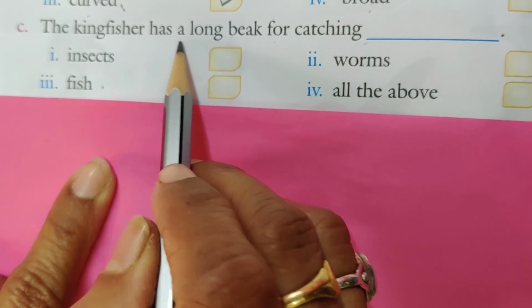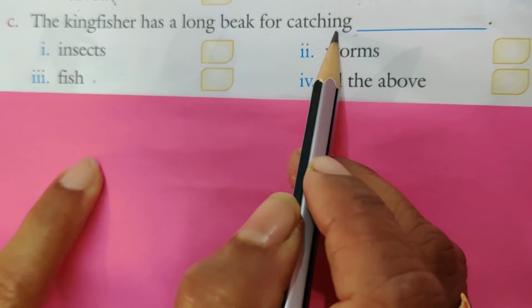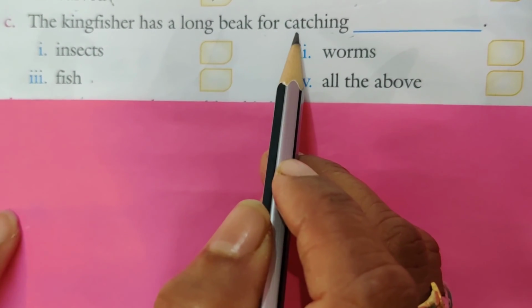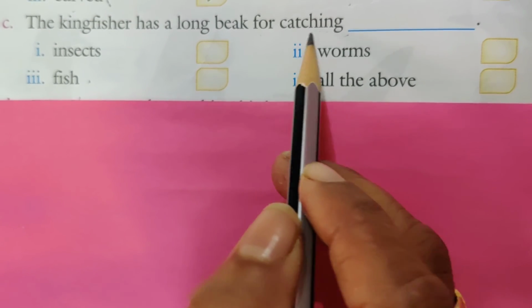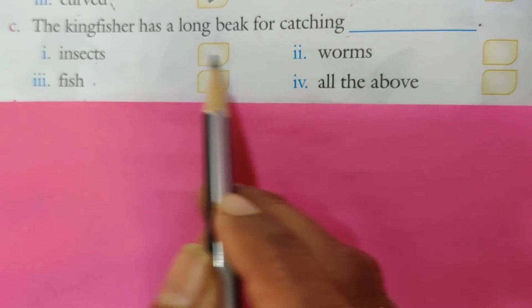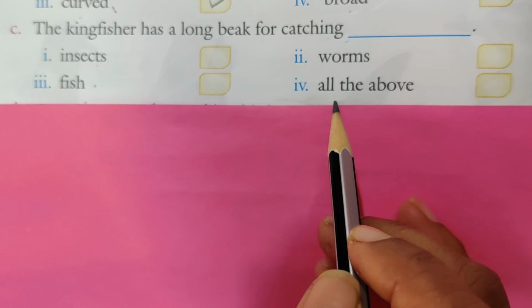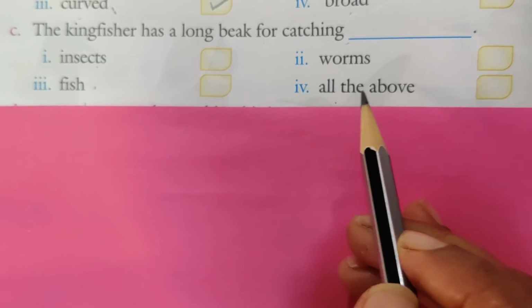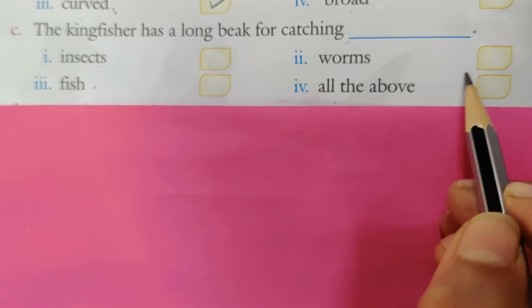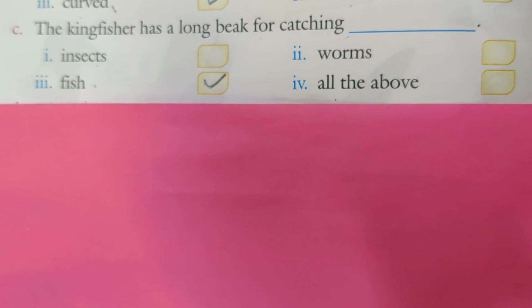Next one you see, Nana. The kingfisher has a long beak for catching. The kingfisher has a long beak for catching what, Nana? Insects, worms, fish, all the above. Yes, the kingfisher has a long beak for catching fish. So tick it for the fish.